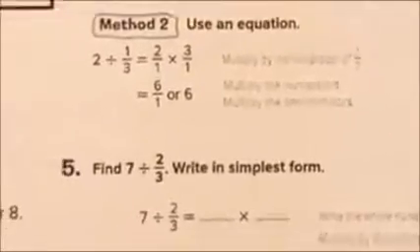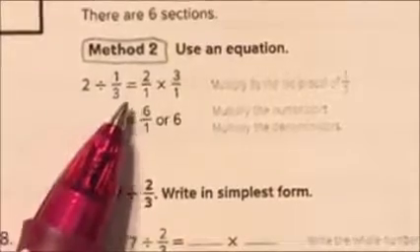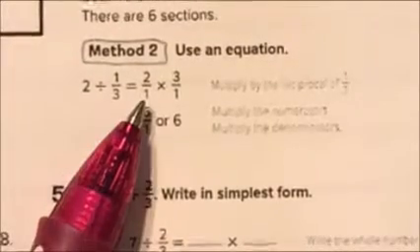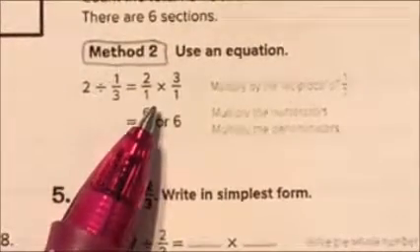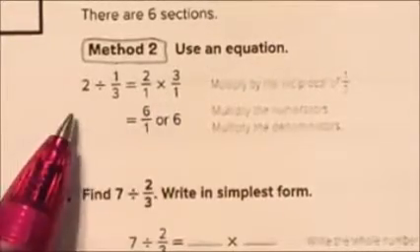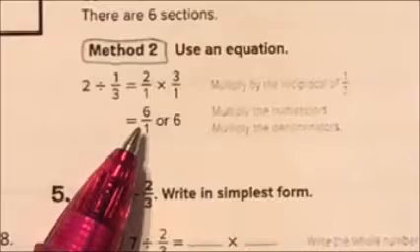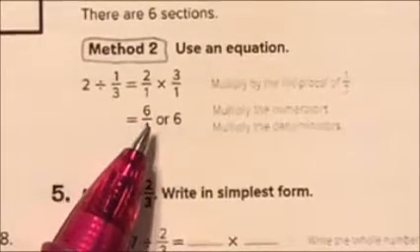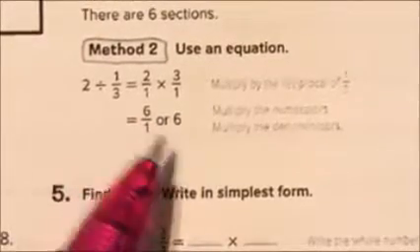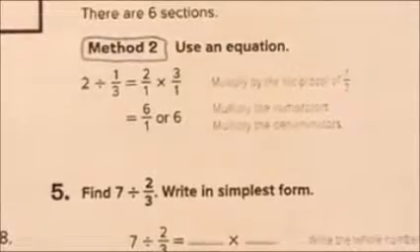Okay. The second way I can use is an equation. So I take 2 divided by 1/3. I rewrite 2 as a fraction, so 2 over 1, and I multiply by the reciprocal. The reciprocal of 1/3 is 3. So 2 times 3 gives me 6. 1 times 1 is 1. 6 over 1, or 6.